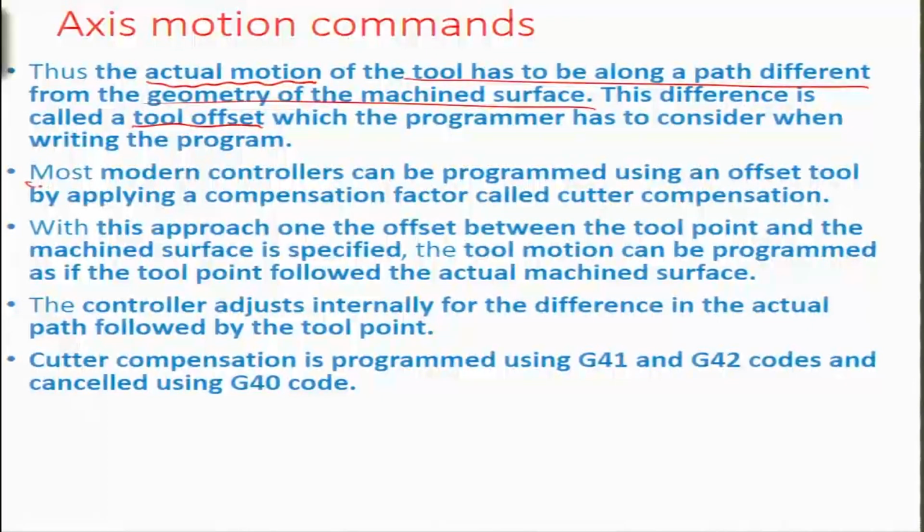Most of the modern controllers do have a compensation factor which you can put in, so that you can still assume yourself to be in contact with the workpiece profile, and the compensation factor automatically would generate a parallel path. Such compensations are sometimes programmed with G41 and G42 codes, and you can cancel such compensation using G40 codes. But then one has to understand the basic essence when you use such codes, whether you are in a parallel path or whether you are at the point of engagement of the tool to the workpiece. Rest of the things the controllers adjust internally for the difference in the actual path followed by the tool point once the G commands G41 and G42 are applied.